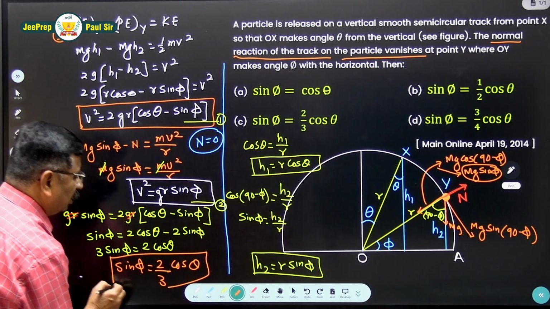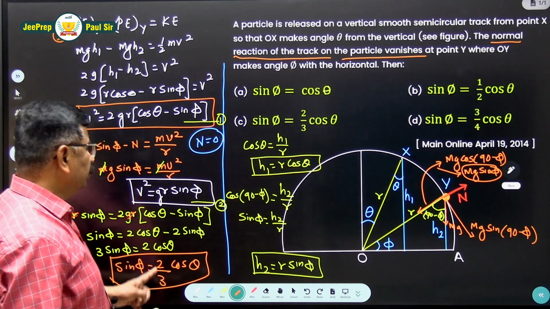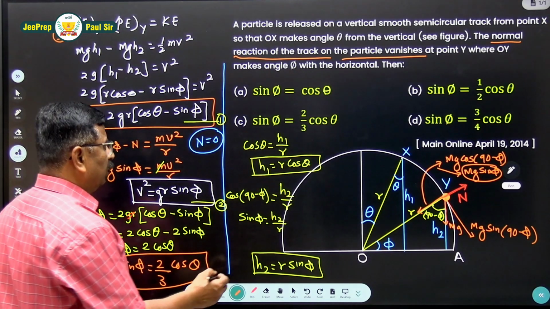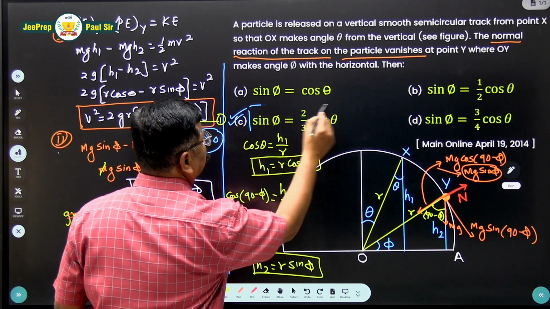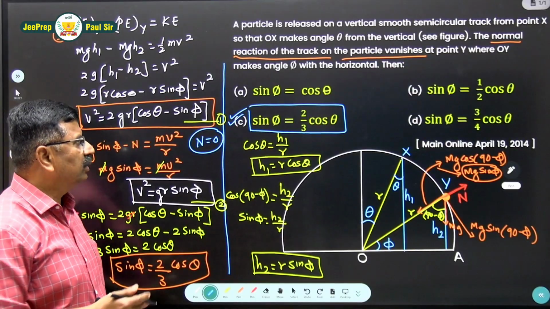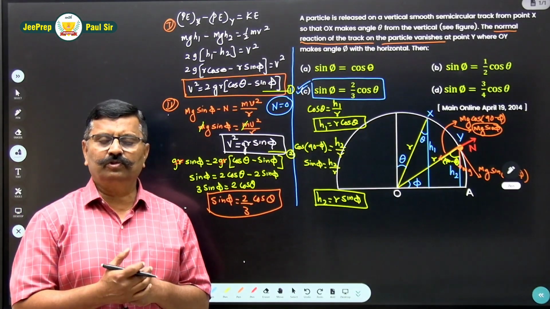Now let's see which is the correct option. Sin phi is equal to 2 by 3 cos theta. So the correct option is this: sin phi is equal to 2 by 3 cos theta. I hope all of you understood this problem.